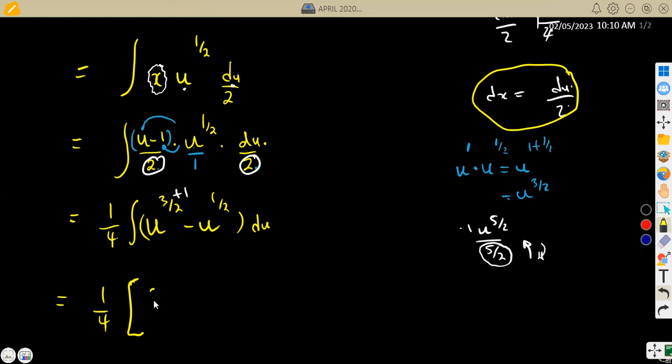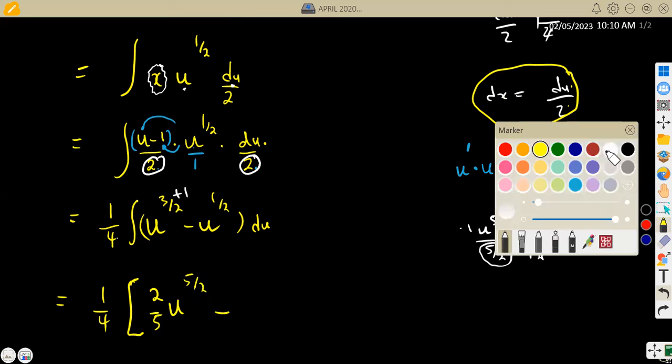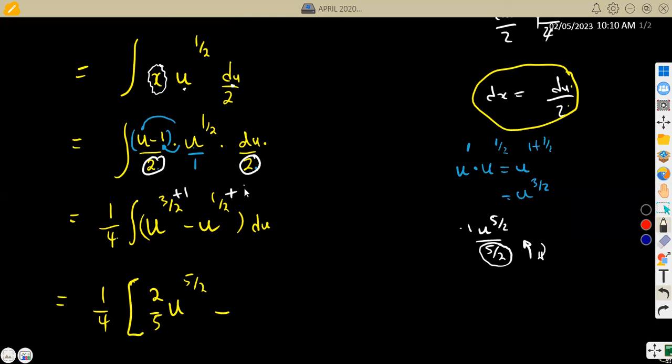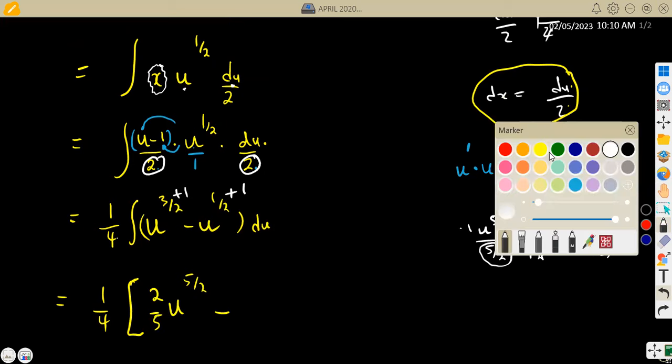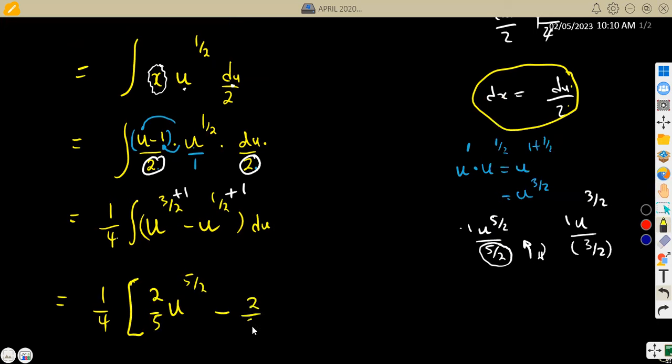Okay, so this is going to give us 2 over 5 u to the exponent of 5 over 2, minus, you do the same here on u to the exponent of a half. If you add 1 here, that's going to be u to the exponent of 3 over 2. You divide by 3 over 2, which is the same as 1 divided by 3 over 2, which is 2 over 3. So that's minus 2 over 3 u to the exponent of 3 over 2. So that's it, plus the constant of integration.